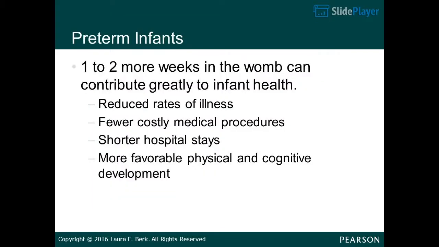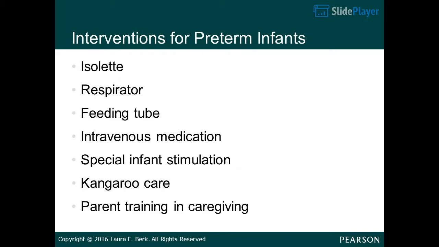Preterm infants: 1 to 2 more weeks in the womb can contribute greatly to infant health. Reduced rates of illness, fewer costly medical procedures, shorter hospital stays, more favorable physical and cognitive development. Interventions for preterm infants: isolate, respirator, feeding tube, intravenous medication, special infant stimulation, kangaroo care.